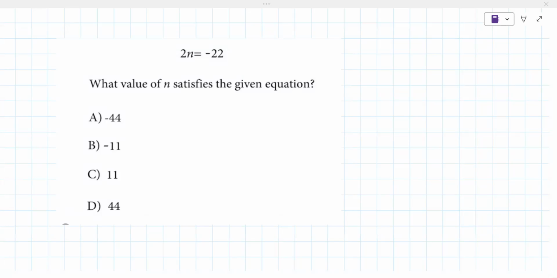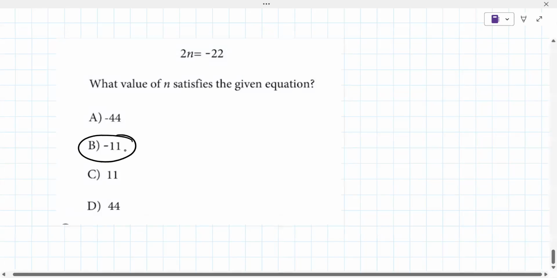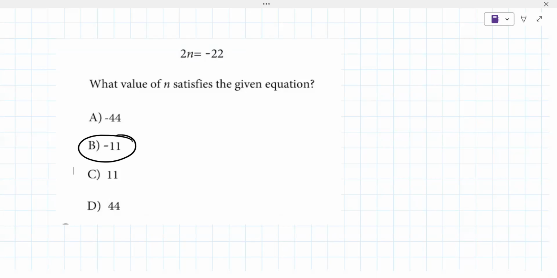-11, B. All right. Now, are you trying the answers or are you solving the question? Solving the question. Oh, that's good. And you can use the answers if you want. So keep that in mind. It's totally up to you. All right. Another problem here.